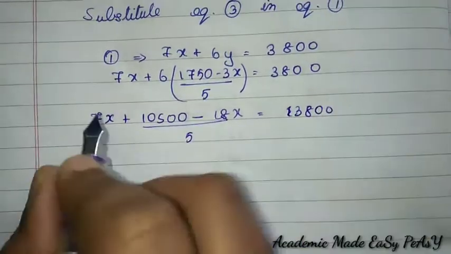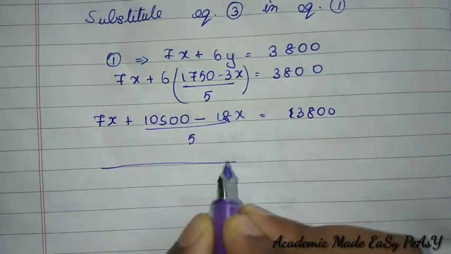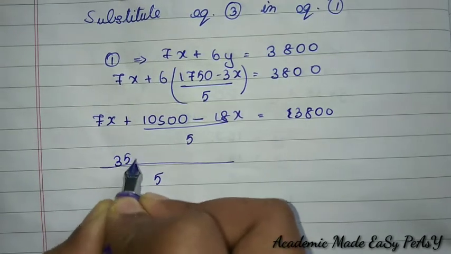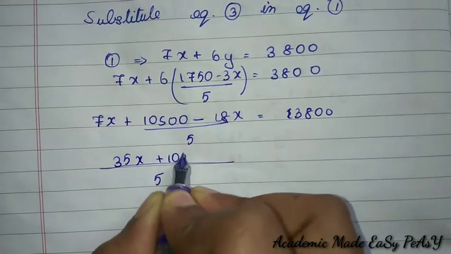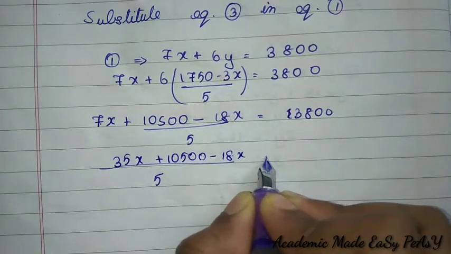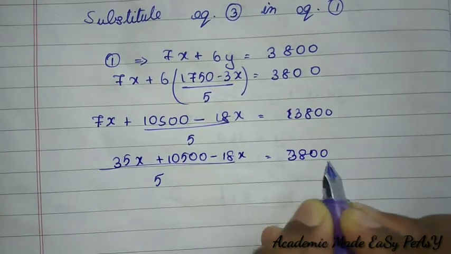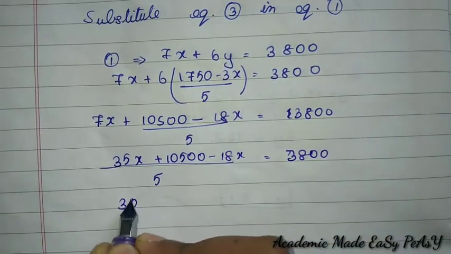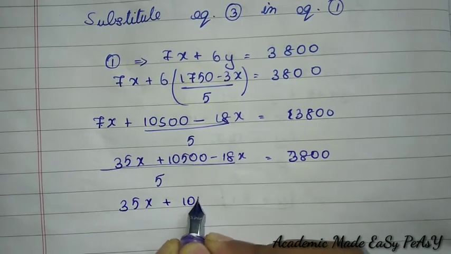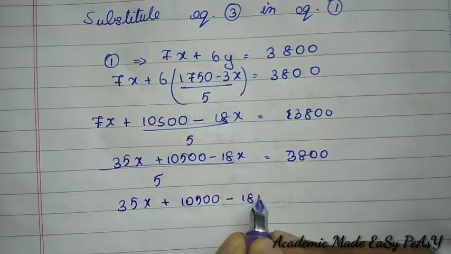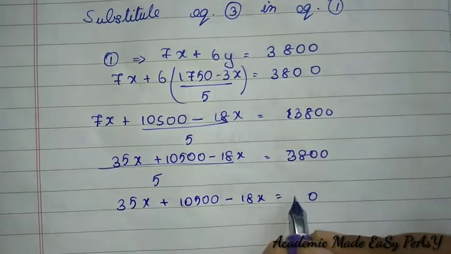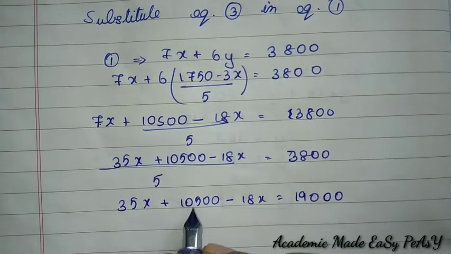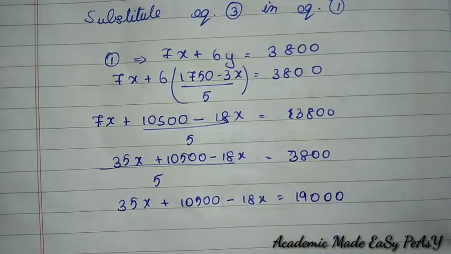So now I will be taking LCM throughout. So 5 into 7 is 35x plus 10,500 minus 18x is equal to 3,800 times 5. So I will be taking this 5 to my RHS. So 35x plus 10,500 minus 18x is equal to 19,000. Okay, so next I will take my 10,500 to this side, that is, variables on one side and numbers on the other side.